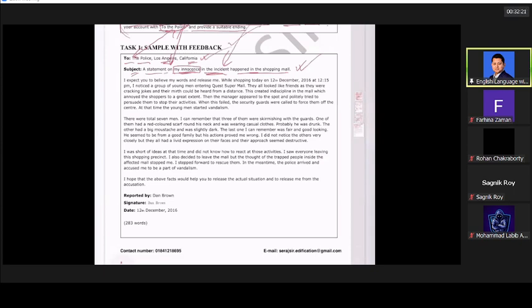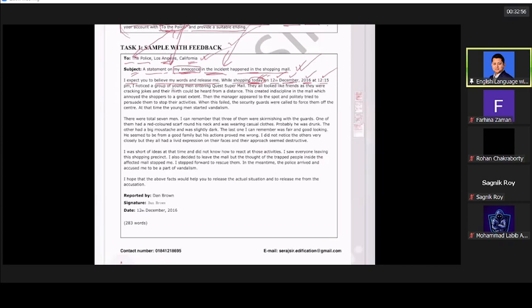Okay, so now we are going for the paragraphs. I expect you to believe my words and release me. Wow, the first sentence says everything. While shopping today, I think the writer should use the date. What is the date? Maybe it's a Sunday, Monday, Tuesday. Okay, so mention the day. On 12th December 2016, very good. All are positive marking. At 12:15 p.m., very good, positive marking. Since the question says when, these are the answers of the when.